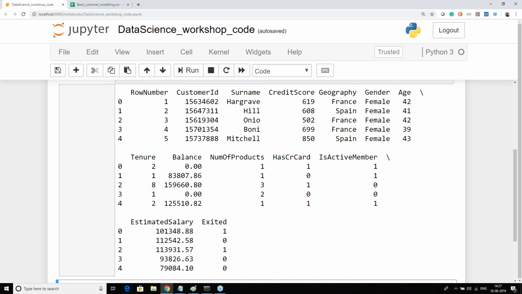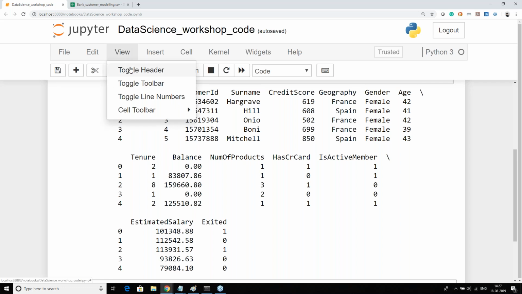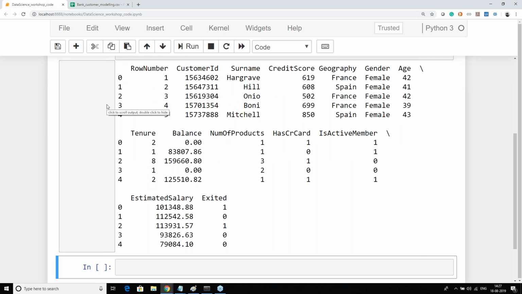Right. So I'm using Anaconda here. Anaconda is a Python distribution. So here we're using Python programming to do this job. And let me make it a little more visible so that you can see the code as well.